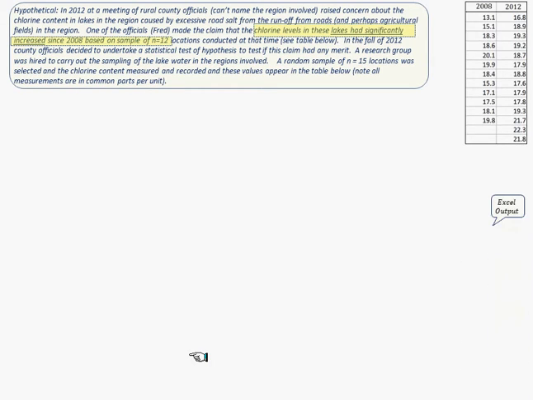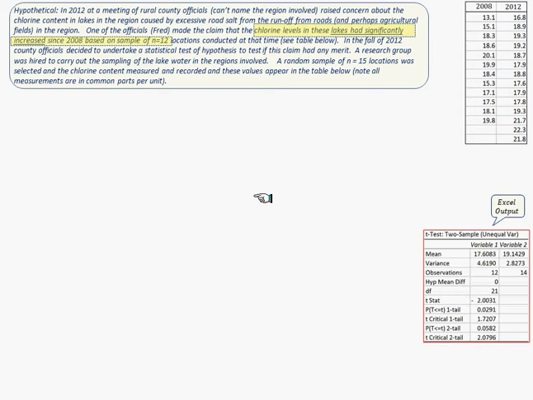Now we're going to look at a particular problem here. We're looking at runoff from agricultural fields, and we're looking at chlorine levels in two lakes, and the suggestion is that the chlorine levels have significantly increased. And we have here the two random samples. Now this is the Excel output here, the mean, standard deviation, and so on. So the X bars appear at the top there, as you can see. Now these are the S squares, these are the variances, which are standard deviation squared.